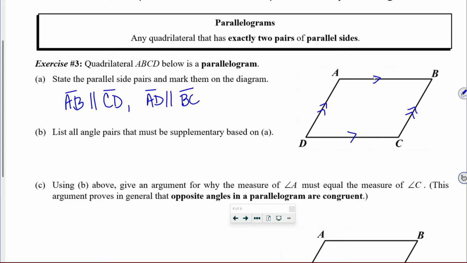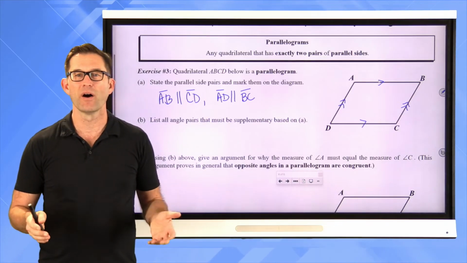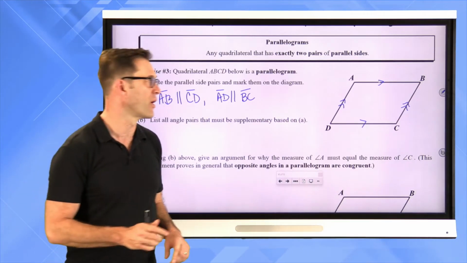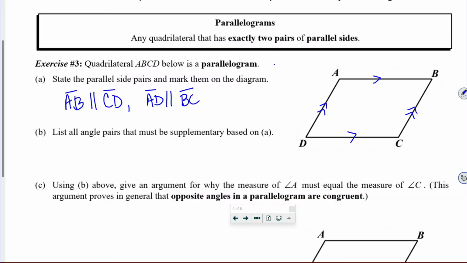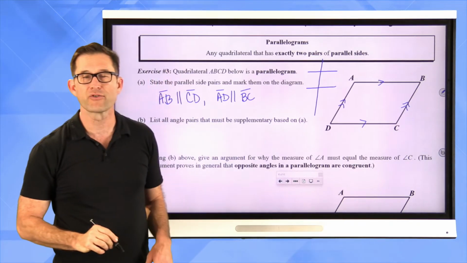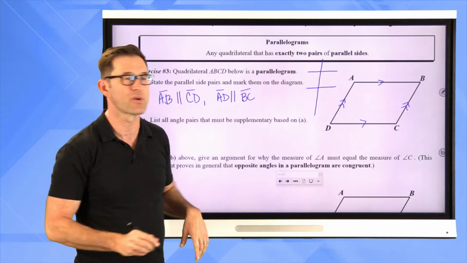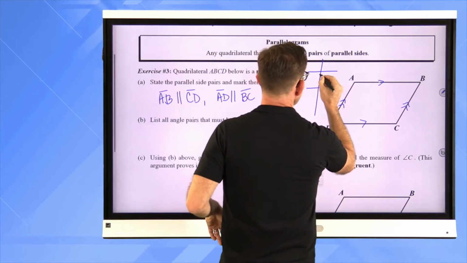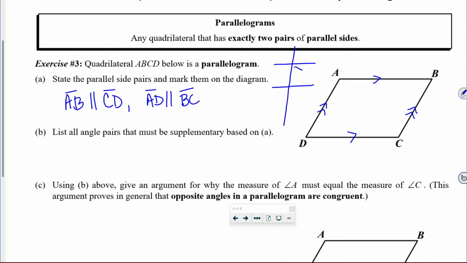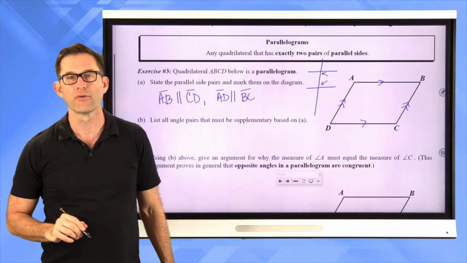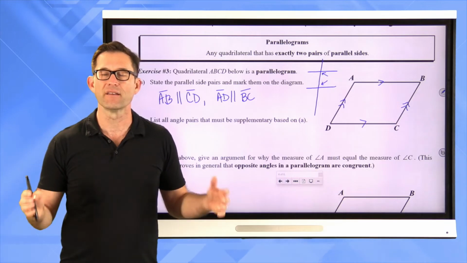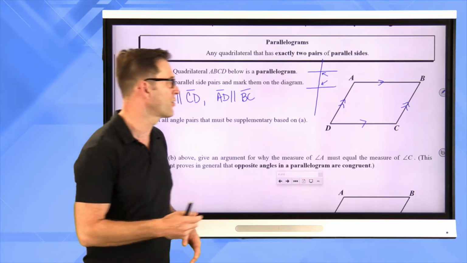List all angle pairs that must be supplementary based on A. Supplementary. They have to add up to 180 degrees. Well, keep in mind that anytime we've got two parallel lines crossed by a transversal, the same side interior angles, this angle and this angle, will always add up to 180 degrees. The same side interior angles will add up to 180 degrees.